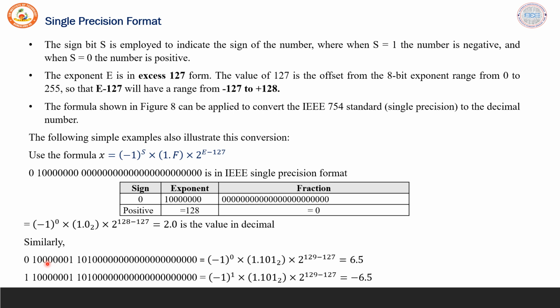Similar conversions can be carried out for the numbers shown below. The example below is again for a positive number, but the exponent and the mantissa are different from the previous example. On substituting the values, we obtain that the fractional part here is 0.101 and the exponent is 129, yielding an answer of 6.5. A similar combination with the sign bit as 1 should give you a negative number. So inserting -1 raised to 1 gives an answer of minus 6.5.